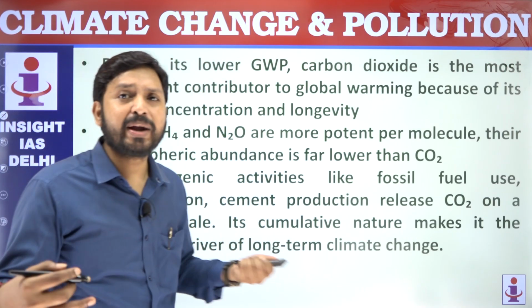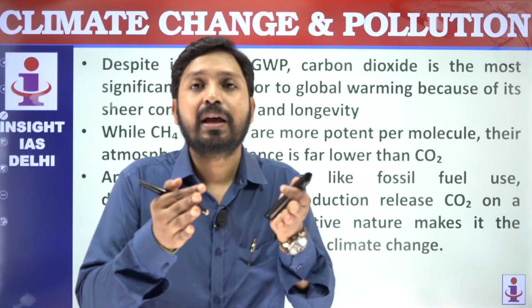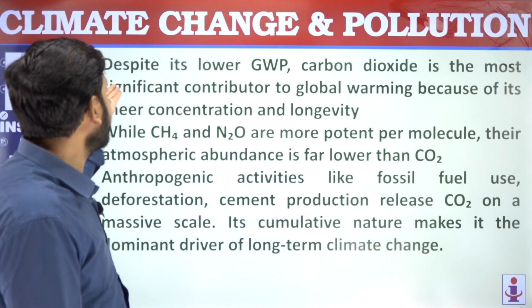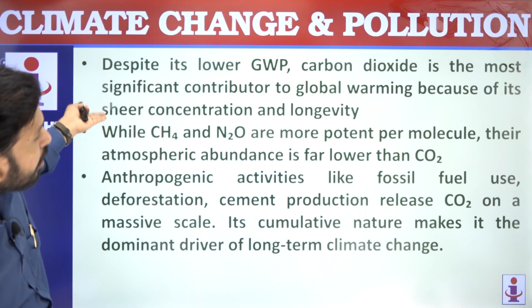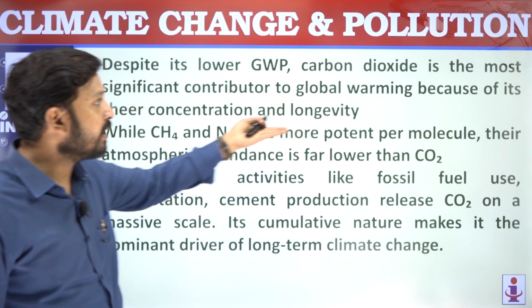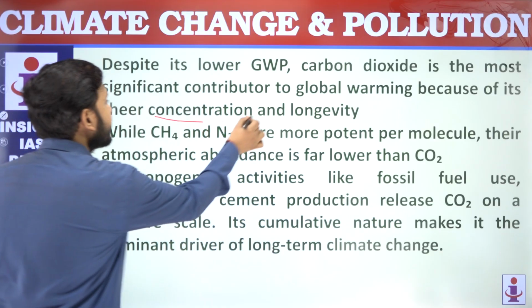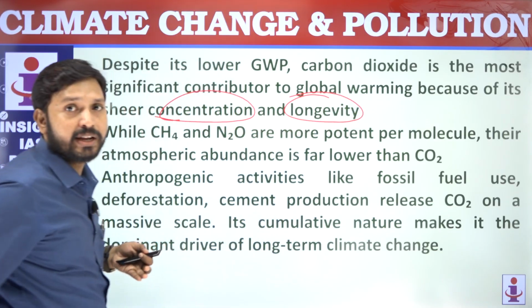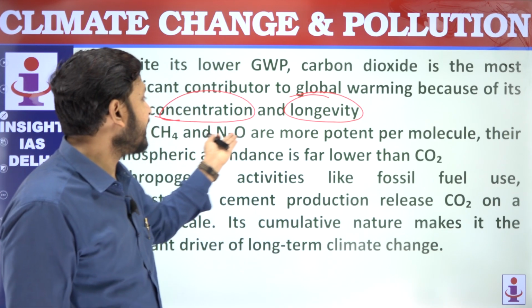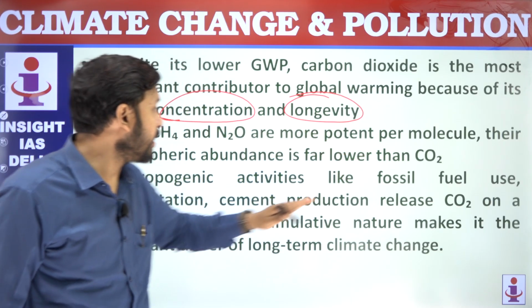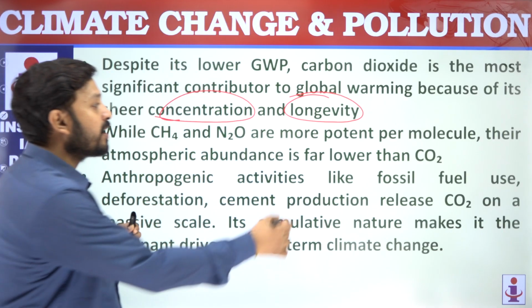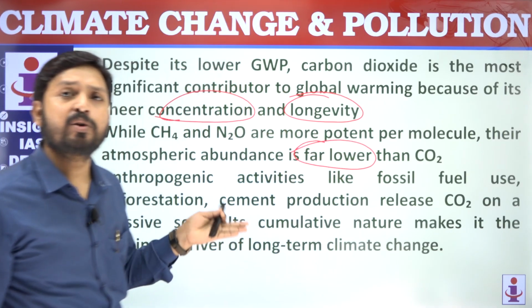But why does carbon dioxide have the major impact on the greenhouse effect? Because, as I have discussed, one is that its lifetime is very high, and second is that its concentration is very high, okay? Despite its lower global warming potential, carbon dioxide is the most significant contributor to global warming because of its concentration and longevity. Is it clear? While methane and nitrous oxides are more potent per molecule because their global warming potential is high, their atmospheric abundance is far lower, meaning their concentration in the atmosphere is very low compared to carbon dioxide.